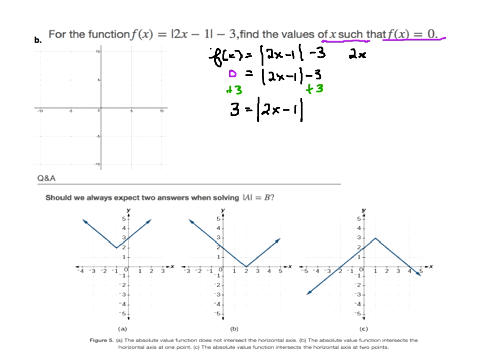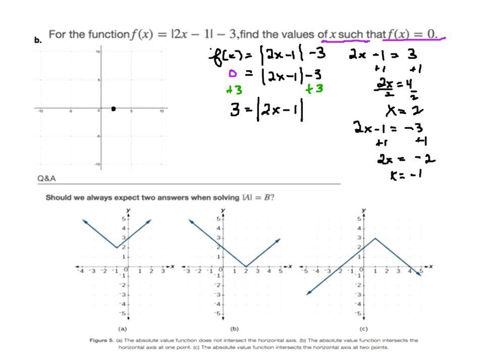So I have it in the positive direction. 2x minus 1 equals 3 in the positive. So I add 1 to both sides. 2x is 4. Divide by 2. So I have an x-intercept of 2, which is right here. And I could have 2x minus 1 equal to negative 3. Add 1. 2x is negative 2. X is negative 1. So this is going to look something like this.